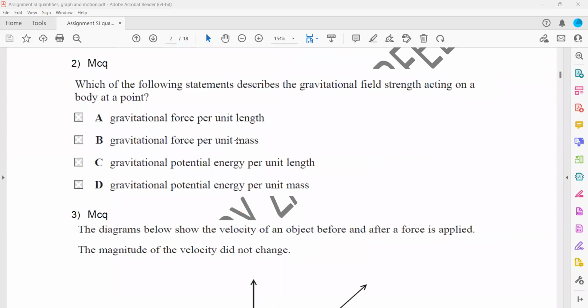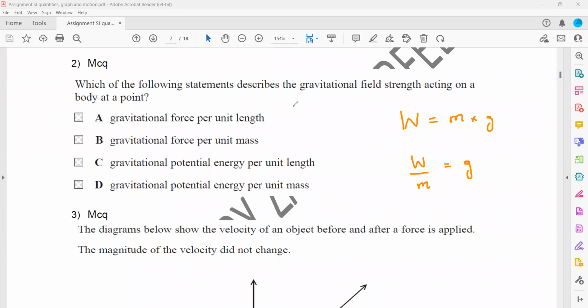Then in question 2, which of the following statements describes the gravitational field strength acting on a body at a point? So what is the gravitational field strength? What is the value for gravity? The gravitational field strength is basically like we have the formula weight W is equals to mg. Weight is mass multiplied by gravity. So weight divided by mass is equals to gravity. So weight is there in Newton.